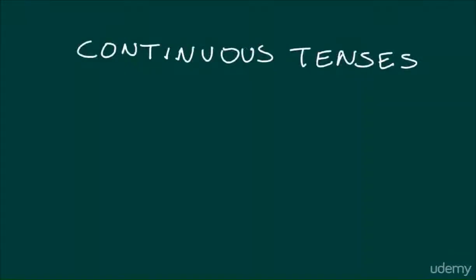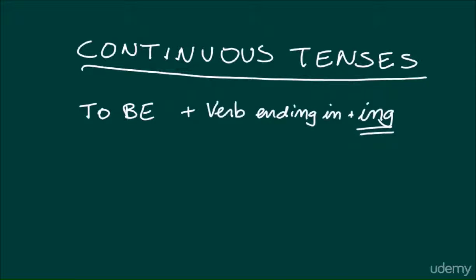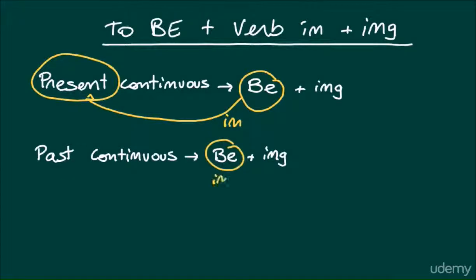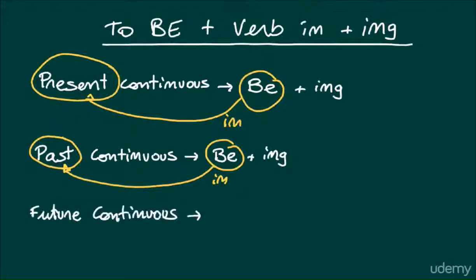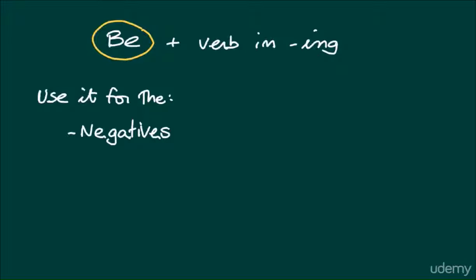Now let's take a look at the continuous tenses. They are all created the same way. A continuous tense is always made with the verb to be plus the verb ending in ing, or gerund form. The only difference is the time of the tense. In present continuous, the verb to be goes in the present. In the past continuous, the verb to be goes in the past. And in the future continuous, the verb to be goes in the future. As we have a verb to be in the structure, we use the verb to be to make the negative sentences and questions.